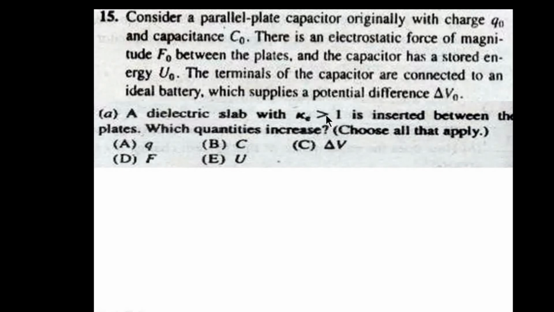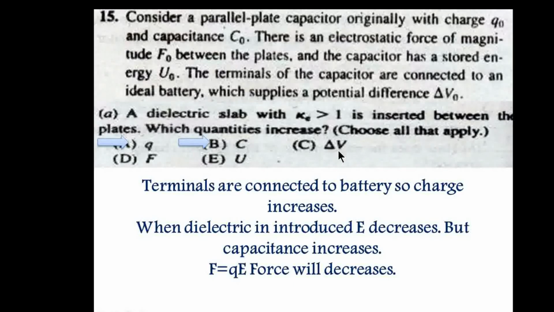Which quantity increases? We know that with the introduction of the dielectric slab in the capacitor, its capacitance increases, and as you are also connecting this to the potential difference, the charge would be increased. With the introduction of the dielectric slab, we know that the electric field decreases. When the electric field decreases, then we know that the force also decreases. So the only options are A and B.